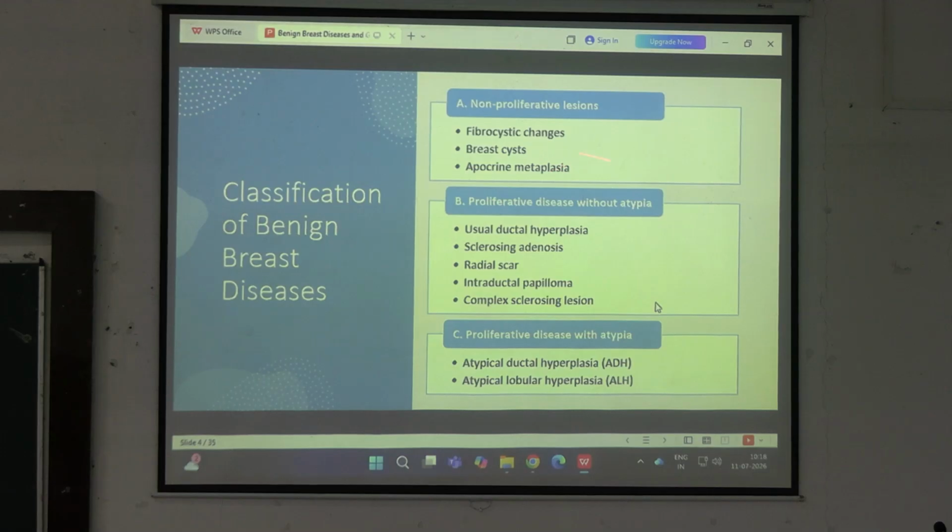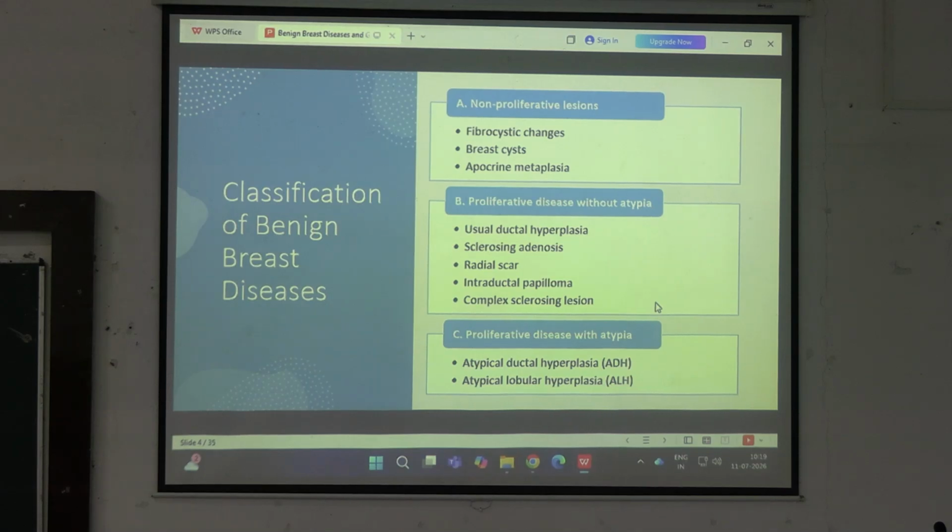So under the proliferative breast diseases without atypia: atypia means there will be cellular or morphologically atypical features of the cells. Proliferative means the cells will increase in number, but without atypia there will be no atypical formations in the cells. But in case of proliferative disease with atypia, there will be cytological atypia along with proliferation. So under proliferative breast diseases, we have usual ductal hyperplasia. Hyperplasia means, anyone? Hyperplasia means?